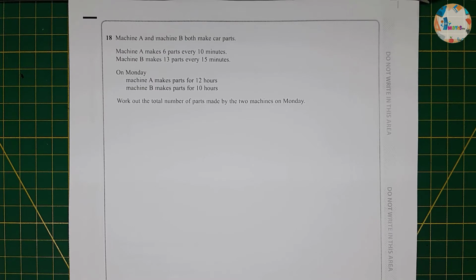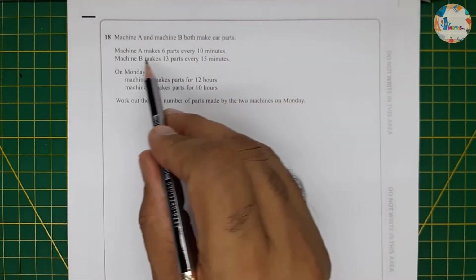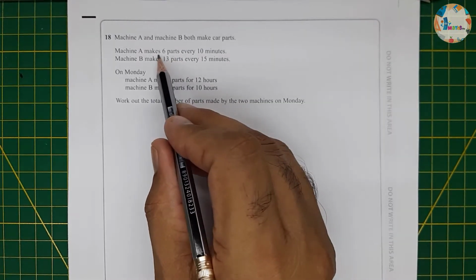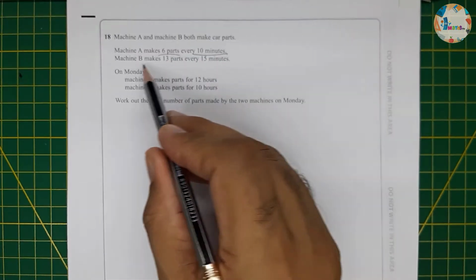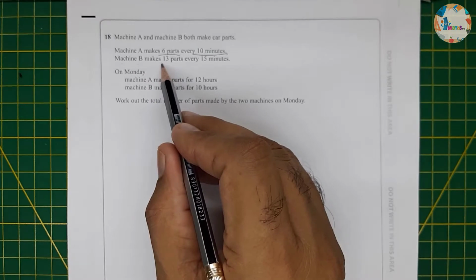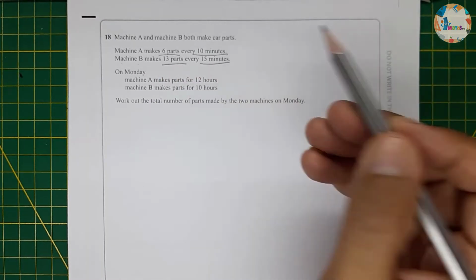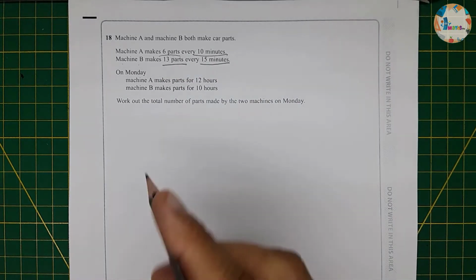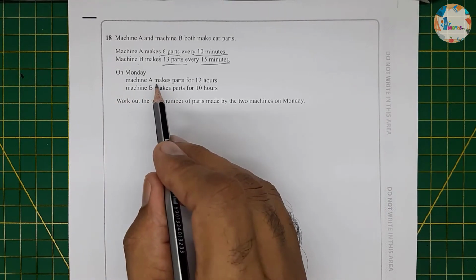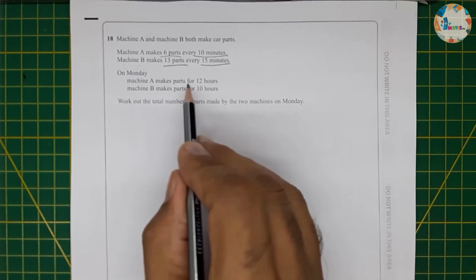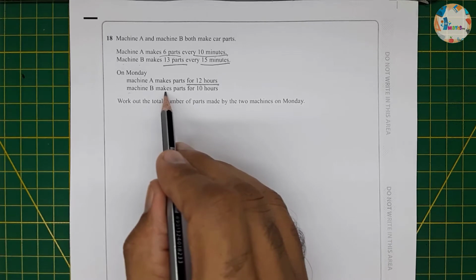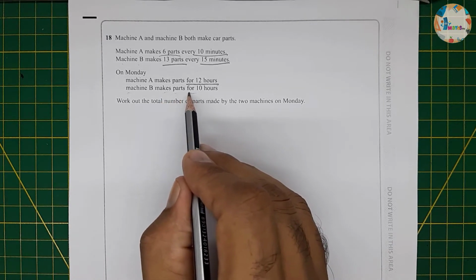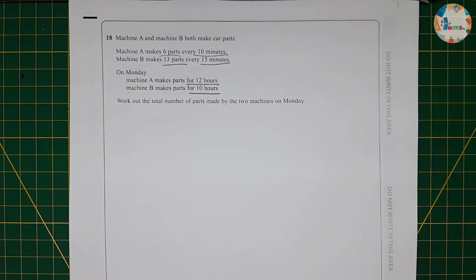Question number 18. Machine A and machine B both make car parts. Machine A makes 6 parts every 10 minutes. Machine B makes 13 parts every 15 minutes. On Monday, machine A makes parts for 12 hours and machine B makes parts for 10 hours. Work out the total number of parts made by the two machines on Monday.